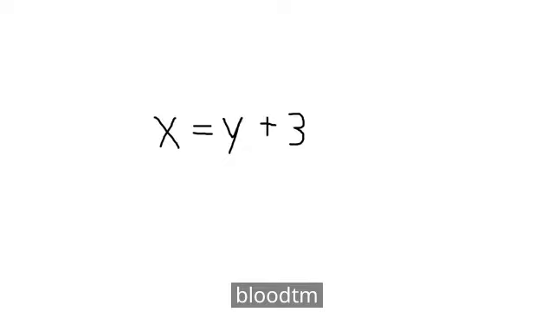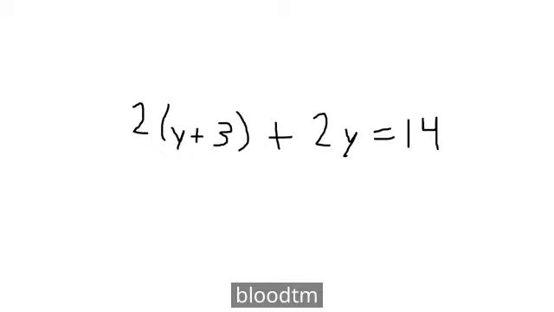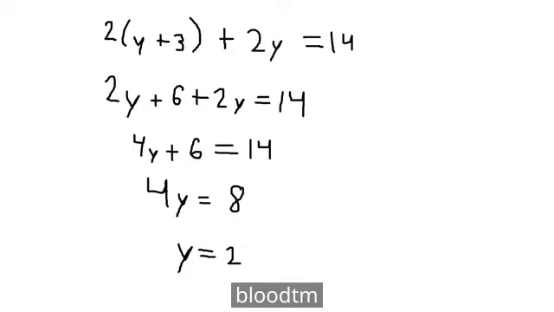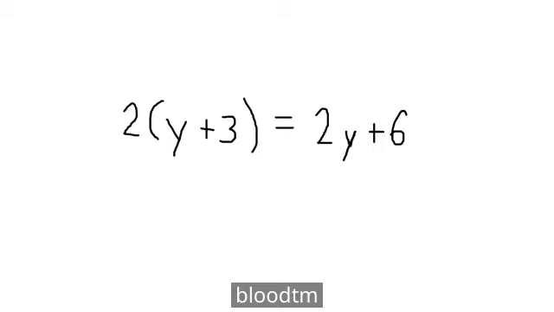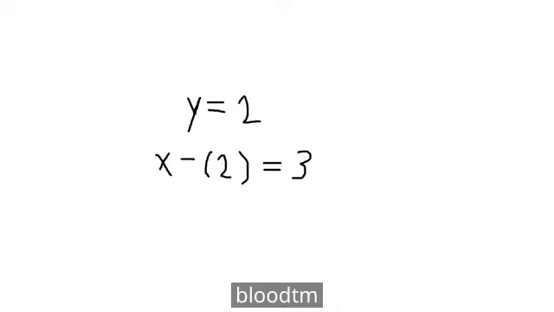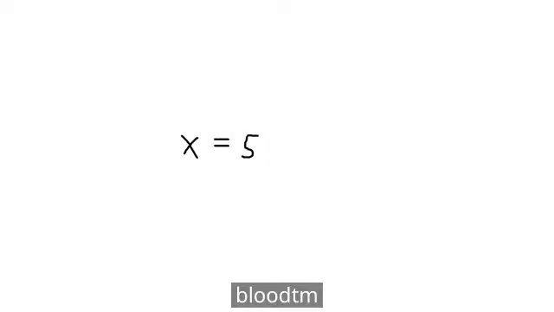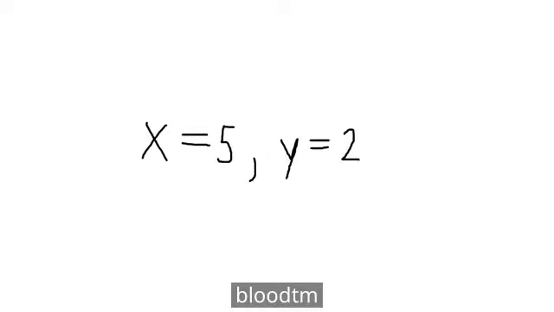We can then look at the other equation, replacing every instance of x with y + 3. So, here you see a showcasing of distribution, in which 2 got multiplied by both y and 3. Now that we know y = 2, we can substitute 2 for y in the second equation, giving us x - 2 = 3, or x = 5. So x = 5, and y = 2.